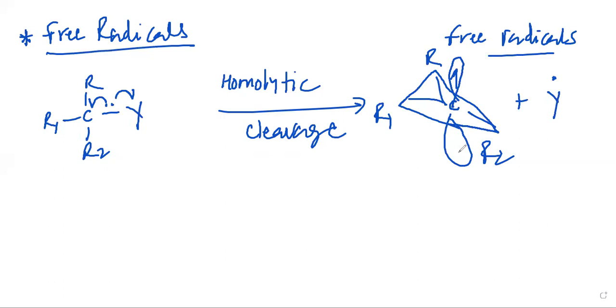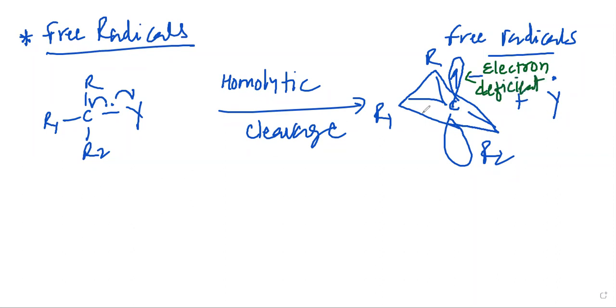So due to the homolytic cleavage, we get these free radicals. Again, this is the orbital which is electron deficient. This is the electron deficient orbital. This orbital is still electron deficient.